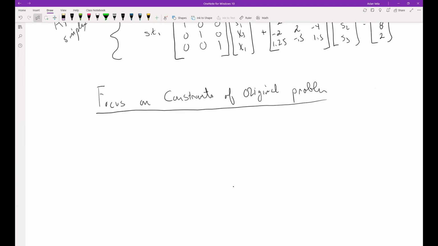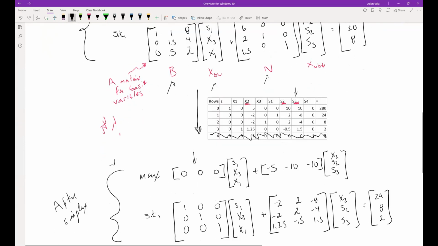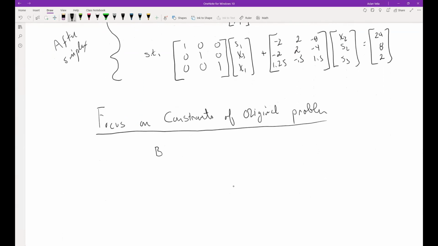So based on the variables that I sort of defined, right, this B, XBV, N, and so on, the constraint equations we can write as the following set of linear equations. B times XBV plus N times XNBV equals b.